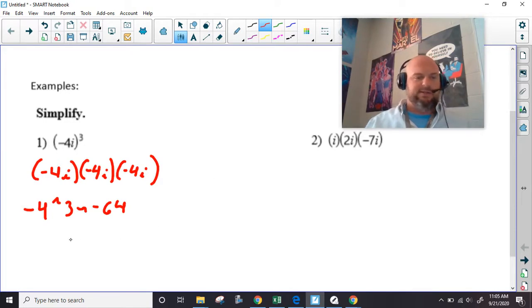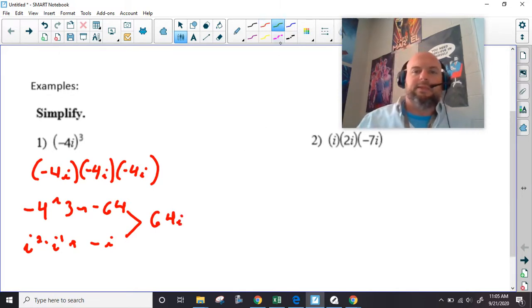Now let's deal with these i's. Well, that's i times i times i. This is i to the third, or i squared times i to the first. Now, i squared is -1, so this just becomes -i. So when we put these two back together, a negative times a negative is a positive 64i.